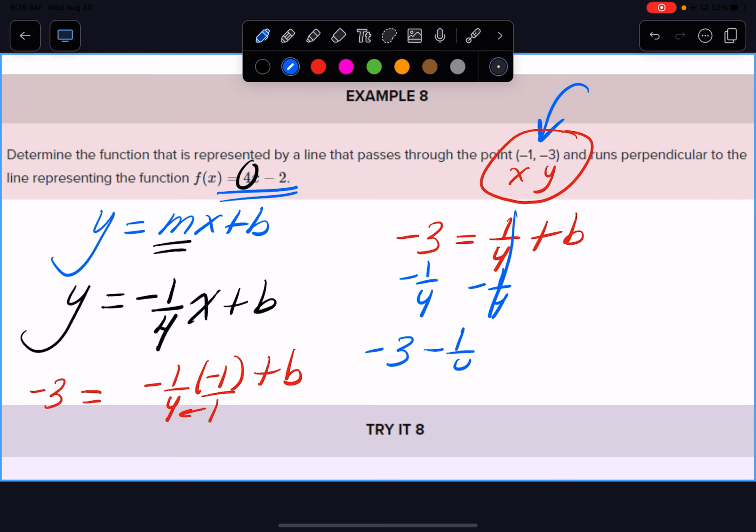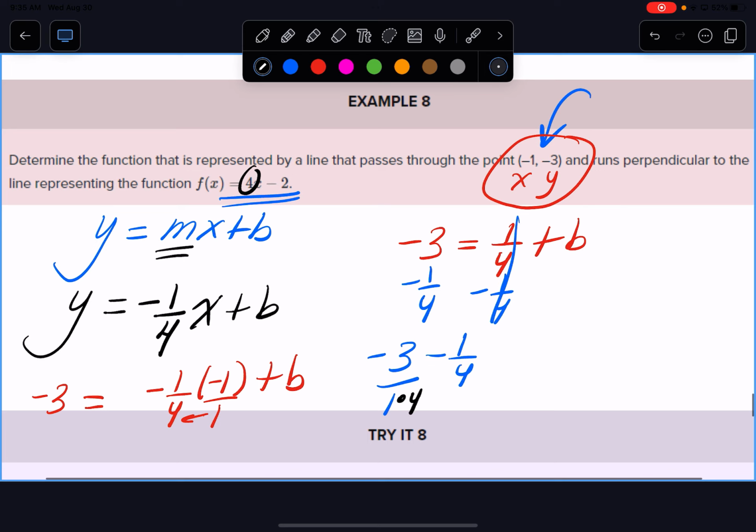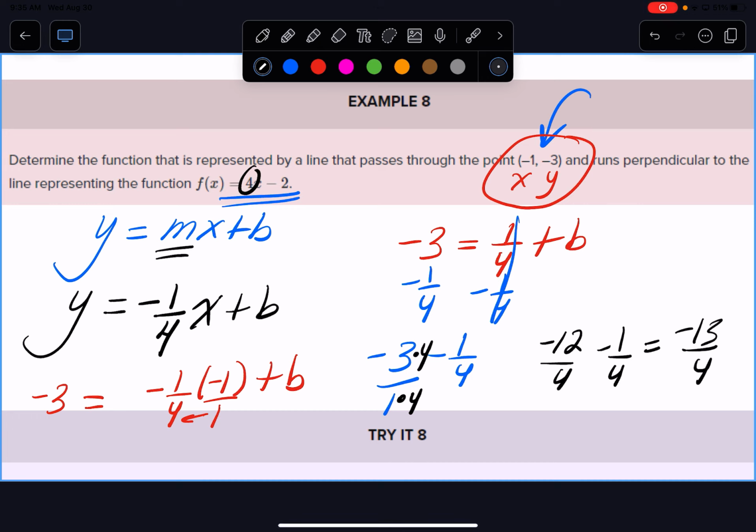Negative 3 minus 1/4. We write a 1 under the denominator of 3. We times by 4 times by 4. That's negative 12/4 minus 1/4, which is negative 13/4. So then you would say my answer is y equals negative 1/4 x minus 13/4.